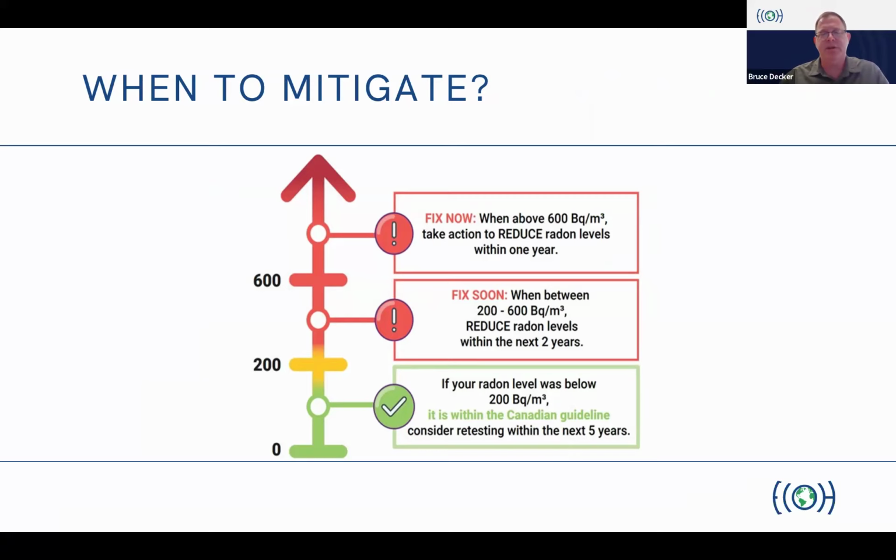If you're between 200 to 600, Health Canada recommends you fix the building within 2 years. So there's no need to panic. Let's just get a good plan together and fix it. And if you're above 600, they recommend fixing it within a year.